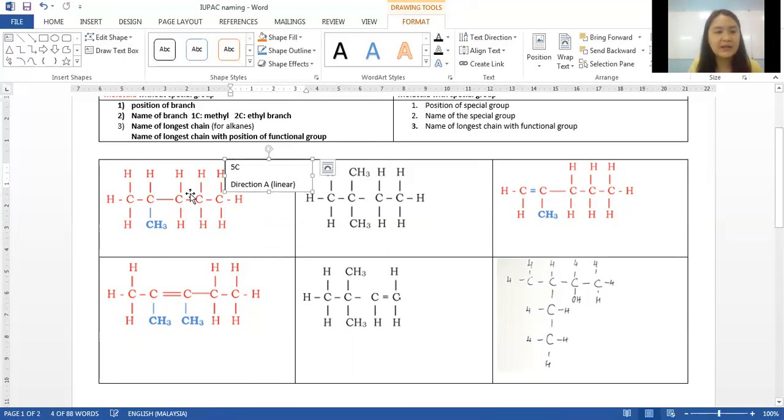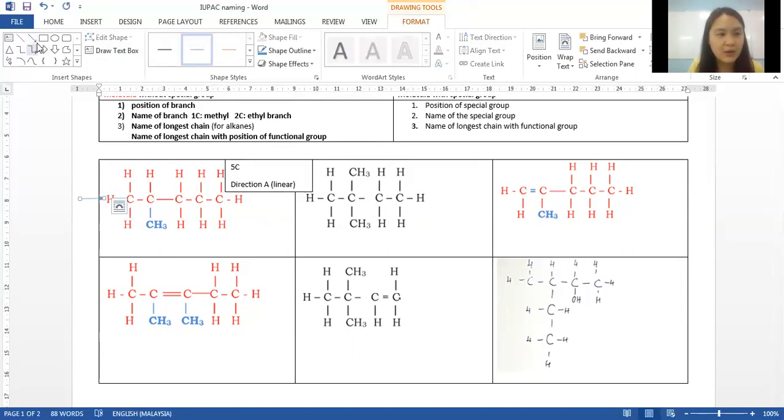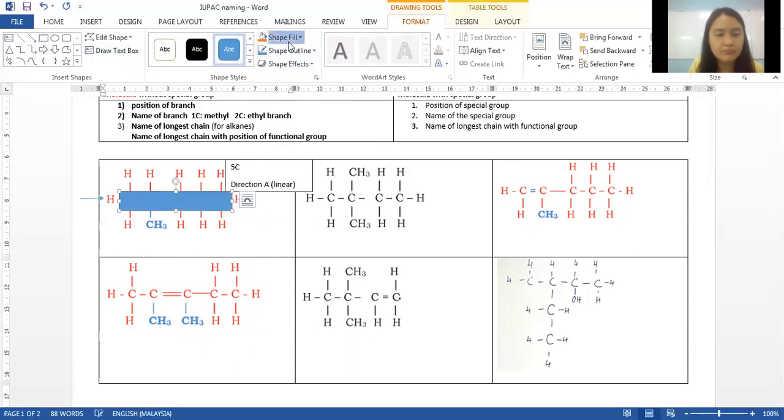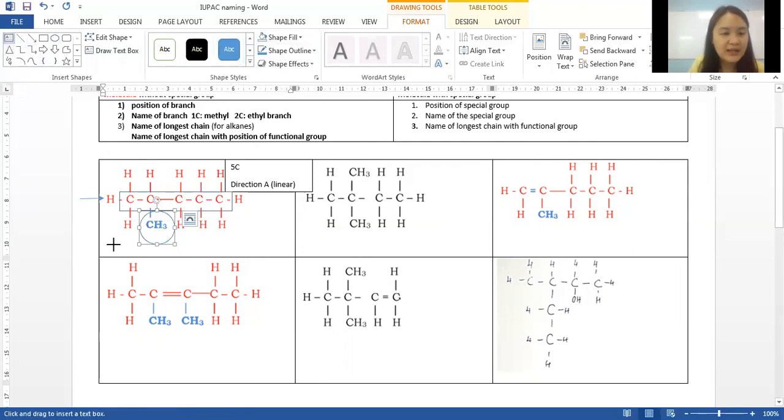Okay, so with that, I'll be reading my molecule from this direction. This is my longest chain. This is carbon 1, carbon 2, carbon 3, carbon 4, carbon 5. And whichever carbon is outside of it, this is the branch. All right, so with that, let's do the naming together.